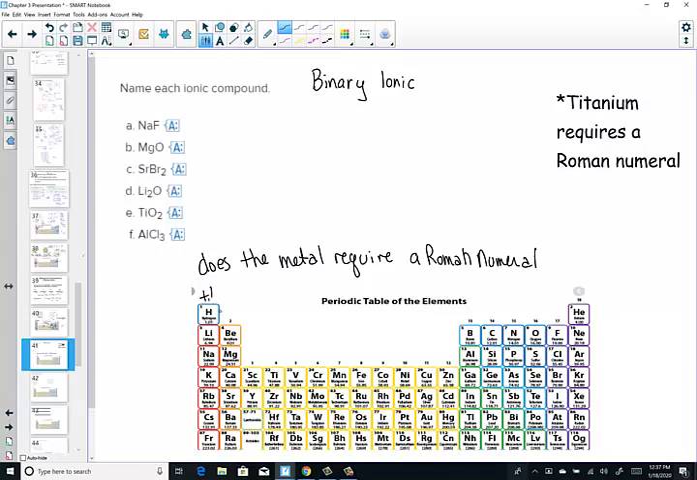It does not get a Roman numeral if it's in the first column. Those are always +1. It does not get a Roman numeral if it's in the second column. That's +2. Aluminum does not get a Roman numeral. It's always +3. Zinc, always +2. Cadmium +2. Silver +1. Every other metal to the left of the highlighted border I just made requires a Roman numeral in its name, and the Roman numeral comes from the charge that it carries. So let's practice. Give them a shot. Come back to the video when you want to check.